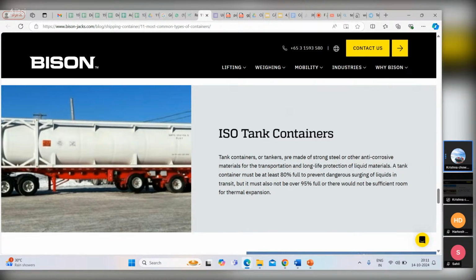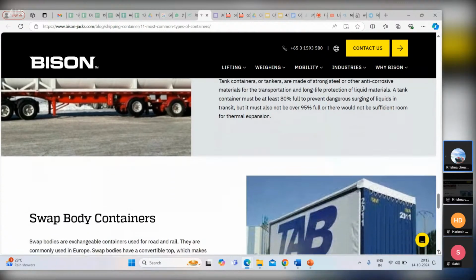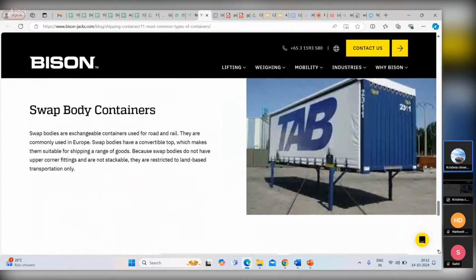Tank container tankers are made of strong steel and or other anti-corrosive materials for the transportation and long life protection of liquid materials. A tank container must be at least 80% full to prevent dangerous surging of liquids in transit. But it must not be more than 95% full, so there is sufficient room for thermal expansion. So in cold or hot, it will expand, so it needs some room. So it should be between 80 to 95% full. If it is more than 80% empty, then there will be sloshing or moving effects of the container.